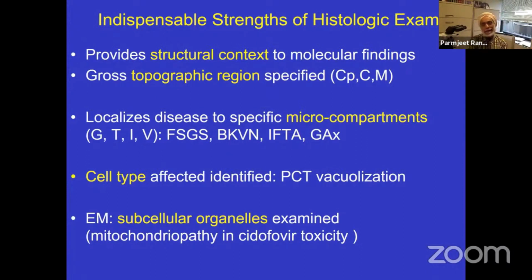Histology tells you the cell type affected. For example, proximal tubular vacuolization will tell you it's cyclosporine toxicity. There's no molecular test for that. Electron microscopy can go to the subcellular organelle level, such as, for example, mitochondriopathies instead of a toxicity.